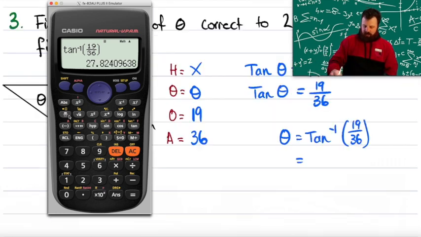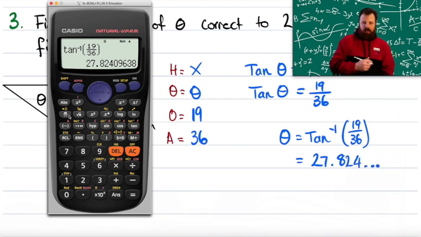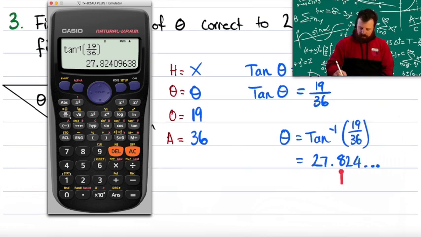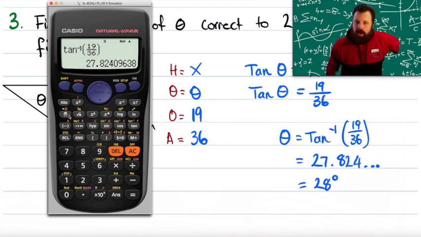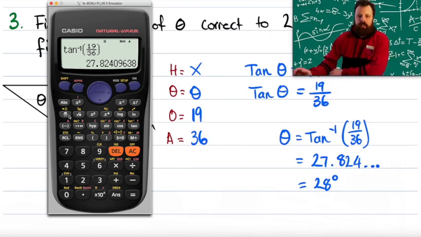And what we get is 27.824 blah blah blah. And remember, it's two significant figures. We want the first two important non-zero digits. So the 2 and the 7, they're our first two important non-zeros. The 8 is the third figure, and the 8, well, it makes the 7 round up. So our answer here is 28 degrees, correct to two significant figures.